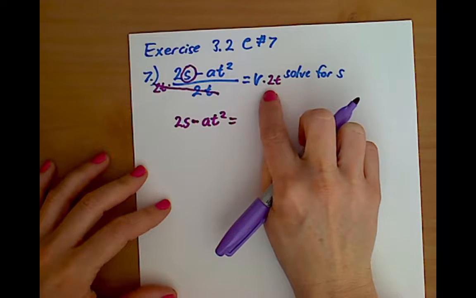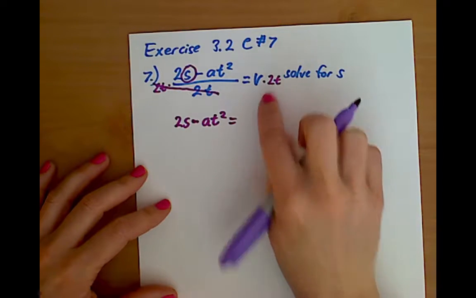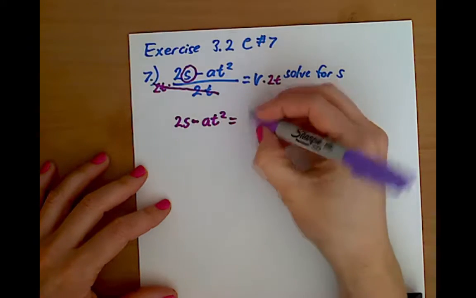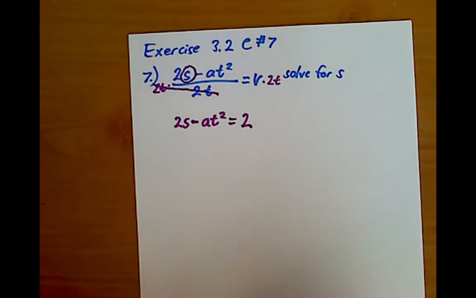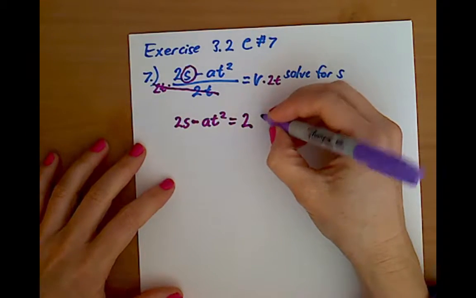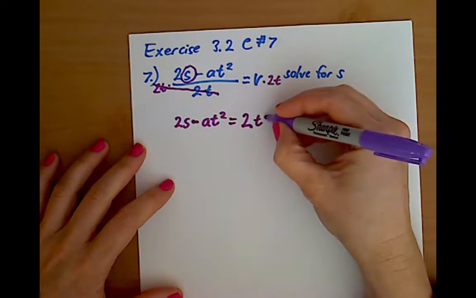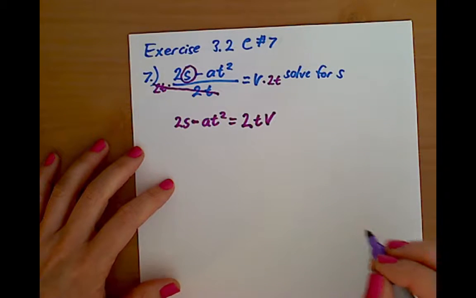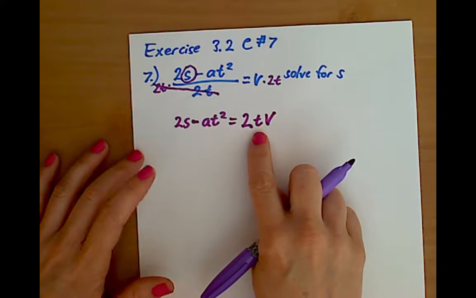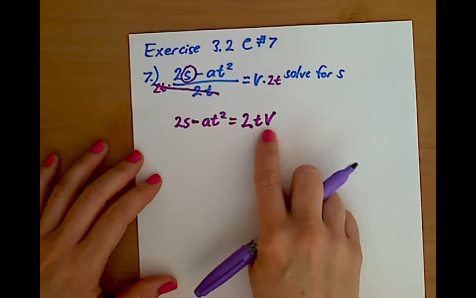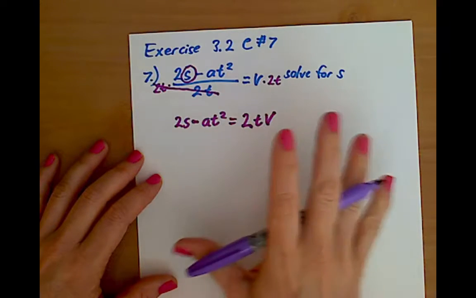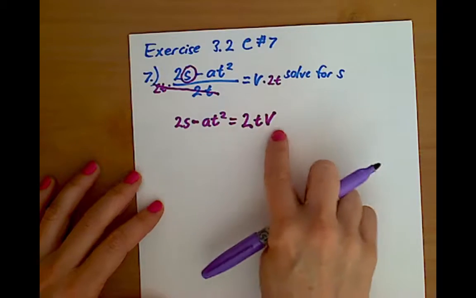Now, when you have things all multiplied together, you always put the coefficient first, the number out front, and then you usually put the letters in alphabetical order. But in this case, the answer key has the v second. So it doesn't matter if it's tv or vt, it's still the same thing. So don't worry about it. We're just going to put it in alphabetical order.